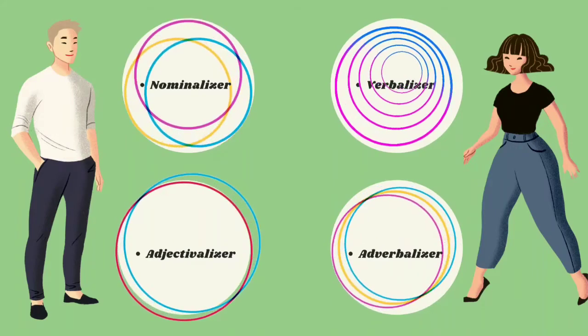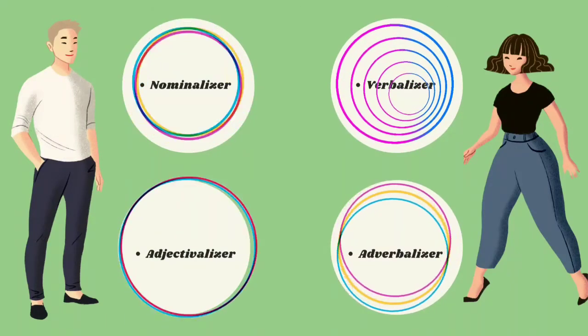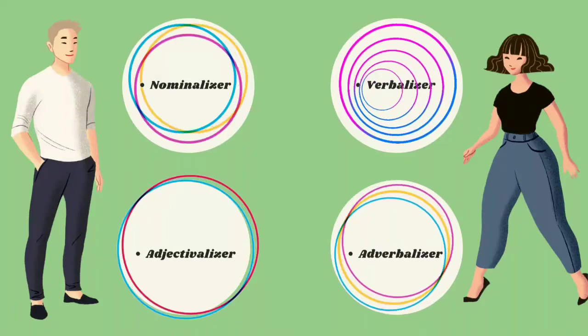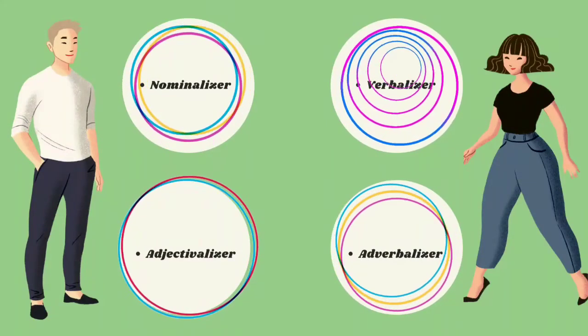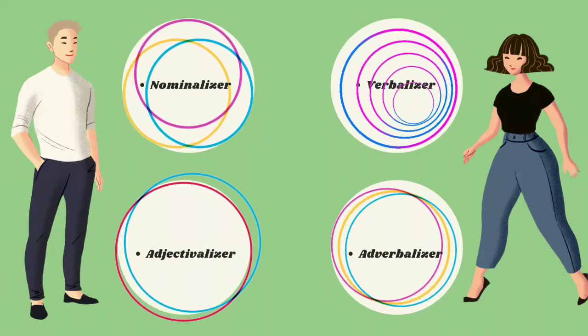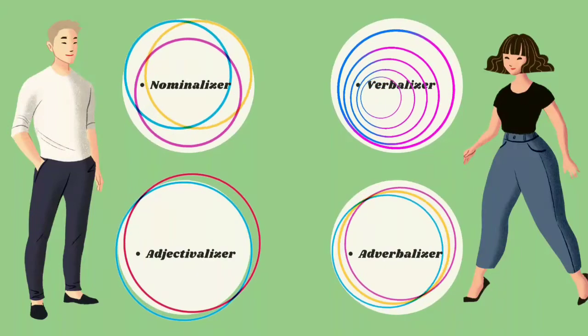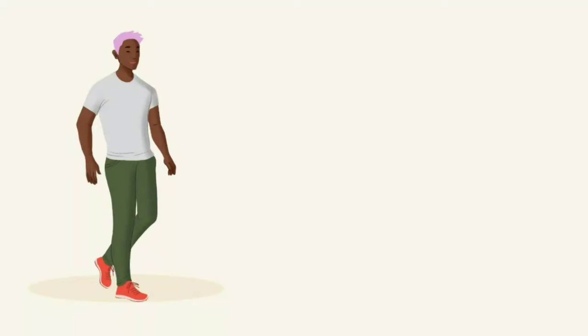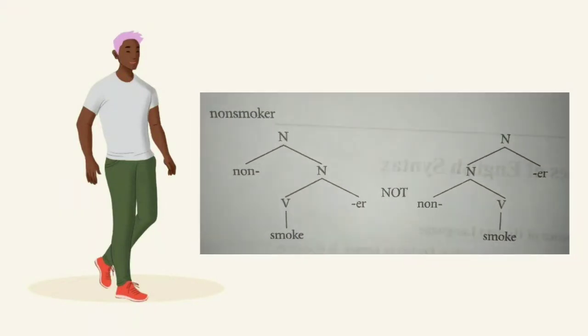The formation of complex words is not always entirely predictable or regular. For example, the ist is typically added to common nouns and occasionally to proper nouns. The structure of modern English. For the word non-smoker, as you can see in the picture, there are two derivations. The first derivation and the second derivation.